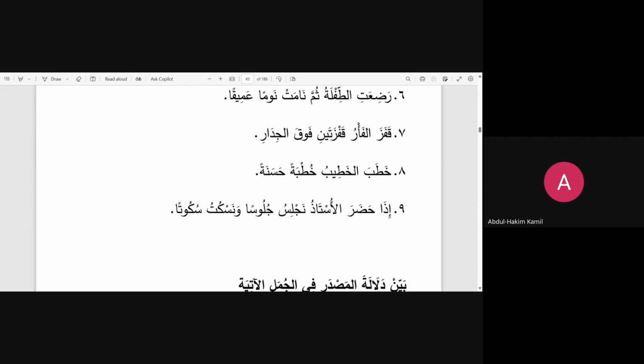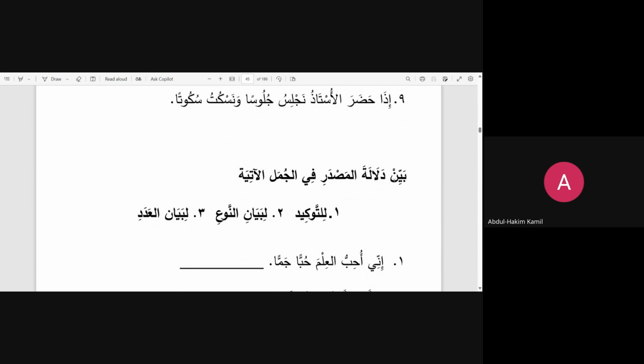Now we're going to move on. Look at this exercise here. Keep the microphone with you, Idris. It says, بين دلالة المصدر في الجمل الآتية. Explain what the masdar is indicating in the following sentences. Like, what is it showing? Either tawkid, you put a 1 in the box, 2 for bayan al-naw, and 3 for bayan al-adad.